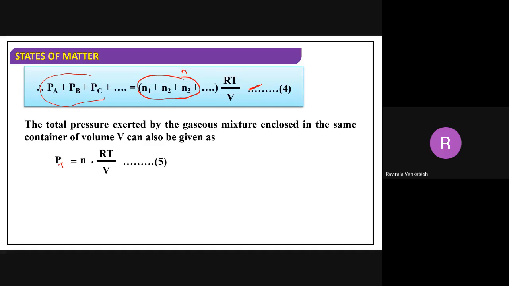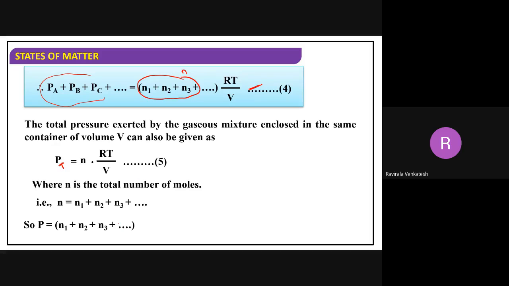Any doubts regarding this one? If I write like this as the fifth equation, do you have any doubts on the fifth equation? No doubt. N is the total number of moles, so that P total V is equal to N1 plus N2 plus N3 into RT. We got this fifth equation, right? We move to the next slide now.